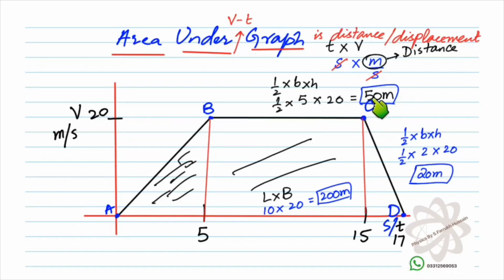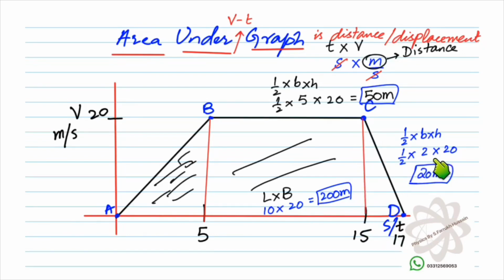Similarly, if I want to find out how much distance the object has covered when it is moving at constant speed, I will take the area under BC, which is 5 to 15, which is 10 seconds multiplied by 20. So it will give you 200 meters. 15 till 17, which means 2 seconds, and 20. So half into 2 into 20 gives 20 meters.